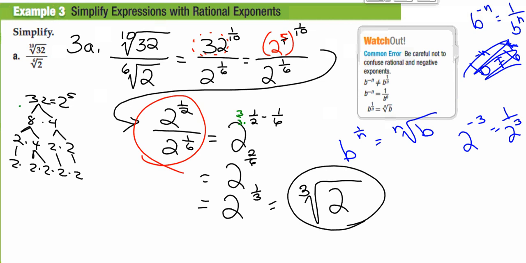Or you can rationalize that denominator if you turn it back into this. So I'll pretend that a minute. So it would be 2 to the 1/6 minus 1/2, and then that would still be 3/6. So it would be 2 to the negative 2/6, or 2 to the negative 1/3, right? Do you agree?